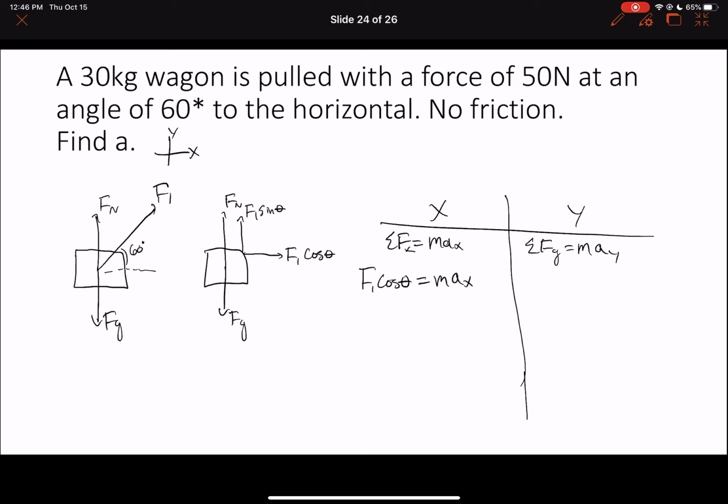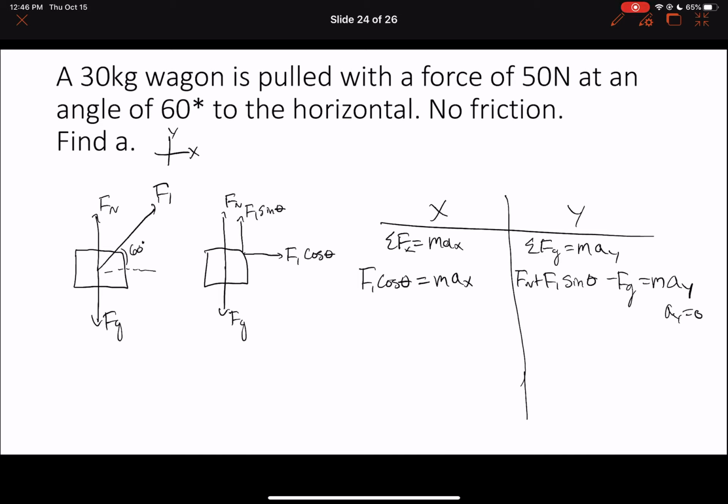And in the y direction, we have three forces. We have Fn plus F1 sine theta minus Fg, which looks complicated, but thankfully, we remember that this wagon's not going to fly. This wagon is not going to sink through the floor. AY is going to be 0. And so we don't really need to worry about the y side unless we need the normal force for some reason. So let's just look on the x side.